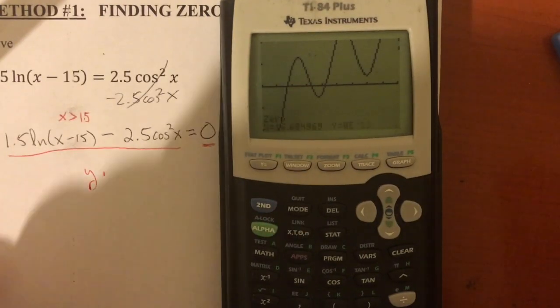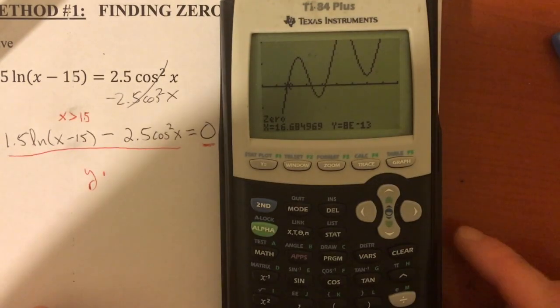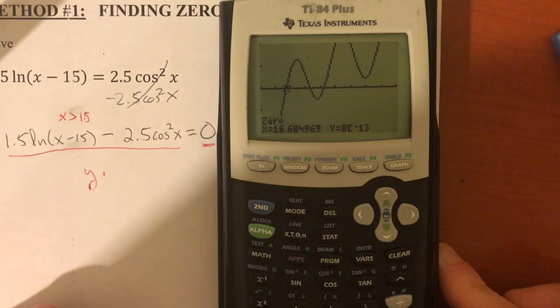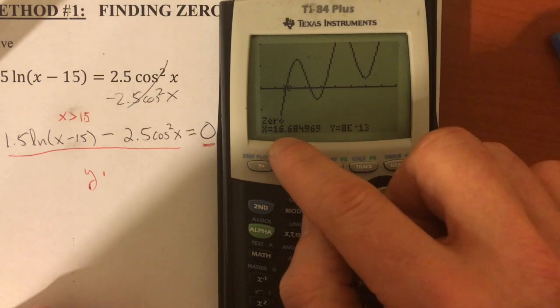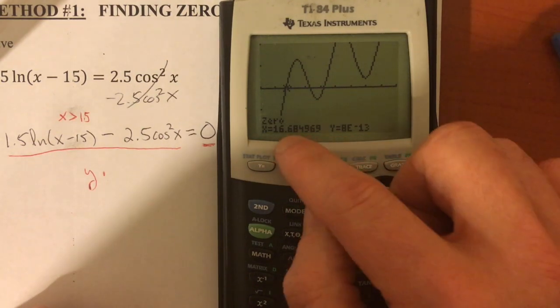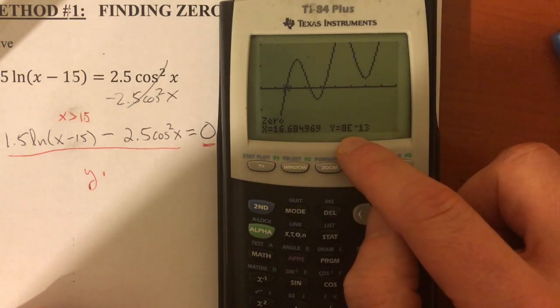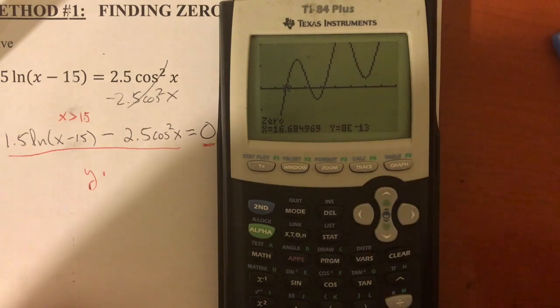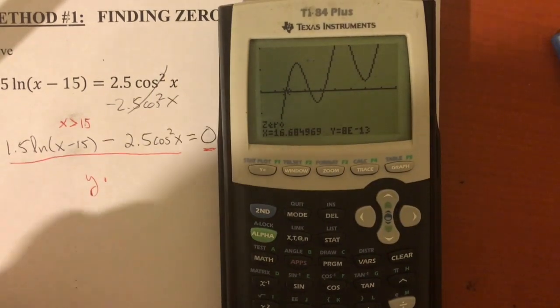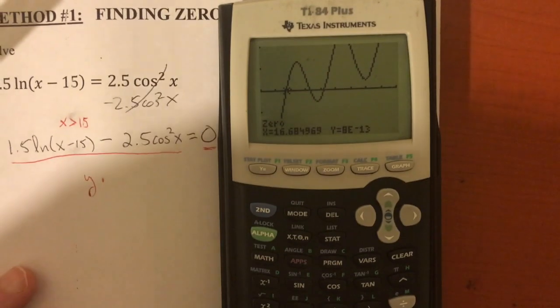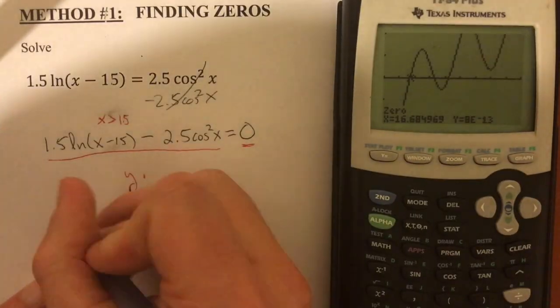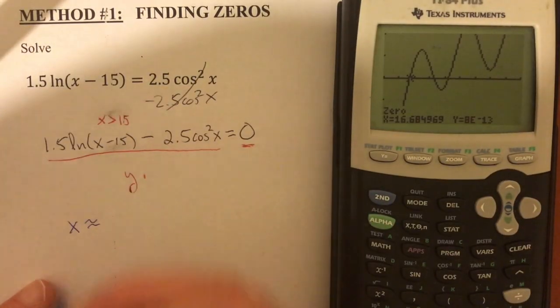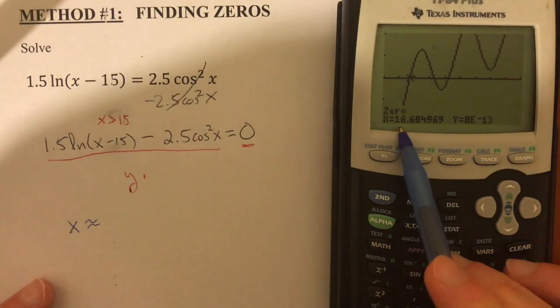So hit enter for the guess. I'll talk about what the guess could be for in a moment, and there you go. There's one of the solutions, and you see that when x is this value, y is this, and that's scientific notation for being super close to 0, which is telling you it's 0. So I'm going to write that solution down. This is AP, so we are saying this equals 0 for x approximately.